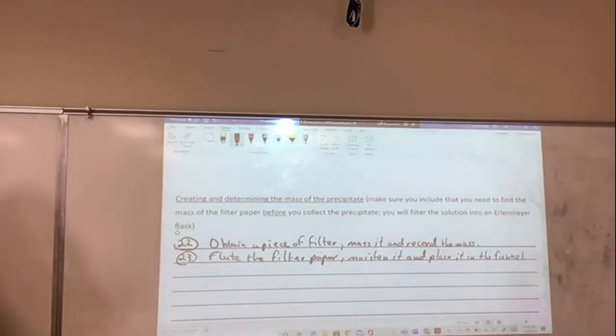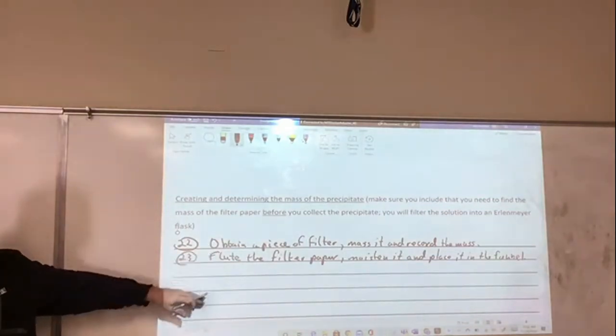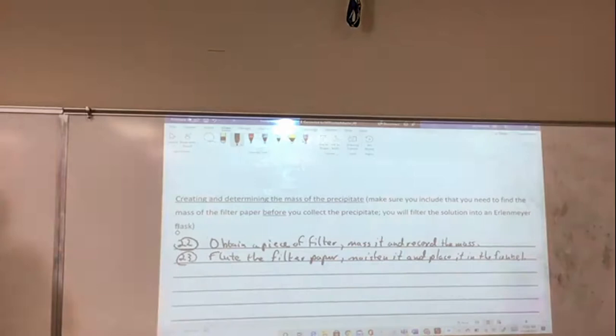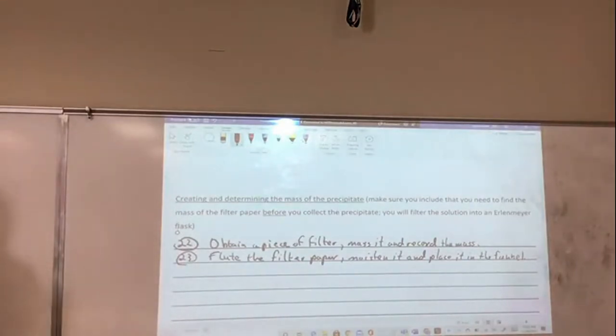Okay, now we could have saved that step till after we created the precipitate, right? We needed to mass the filter paper first regardless, but we could have put this step somewhere later, but since we didn't, what's the next thing we need to do then to create the precipitate? The solution that is currently in the volumetric flask into the Erlenmeyer flask that has the other. Okay?